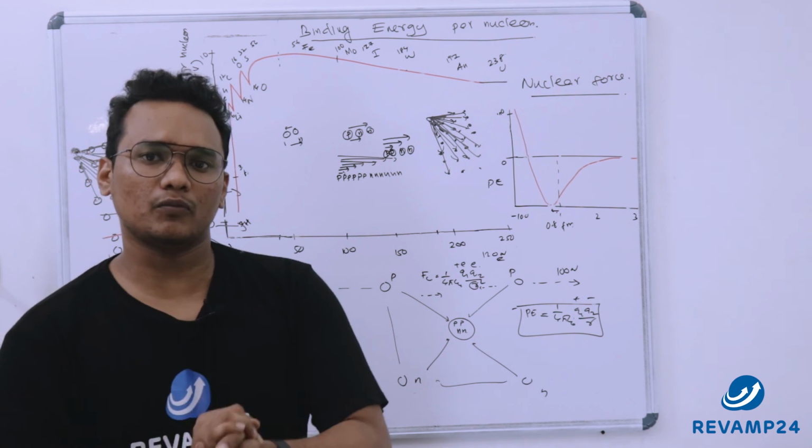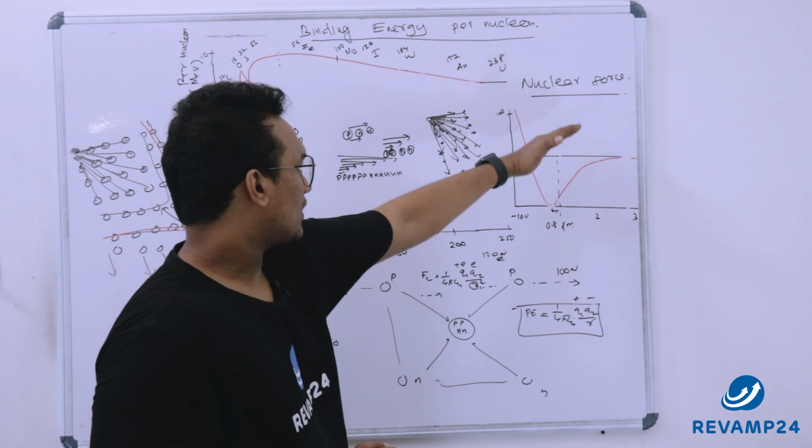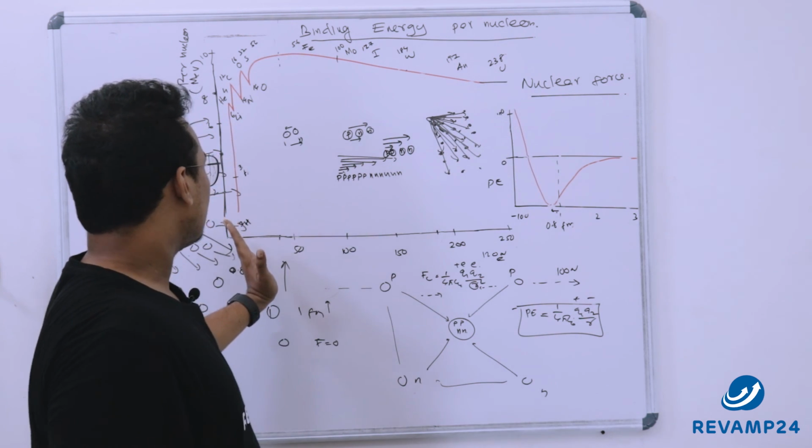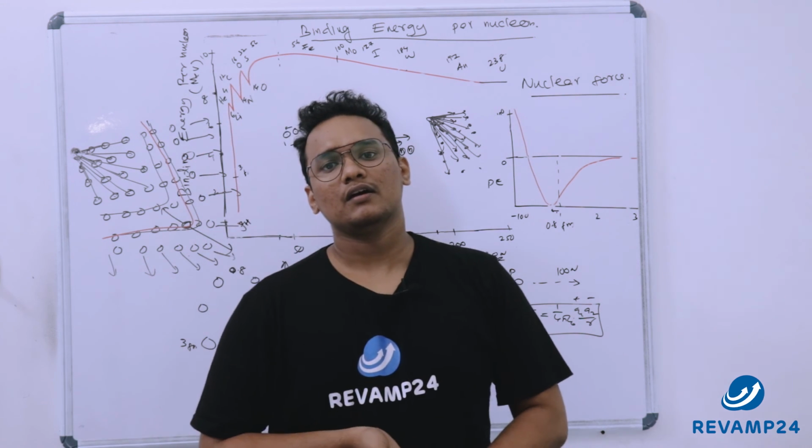This is a very important concept. Why does binding energy per nucleon increase after 170 and increase till 30? Okay, this may be asked in your board examination.